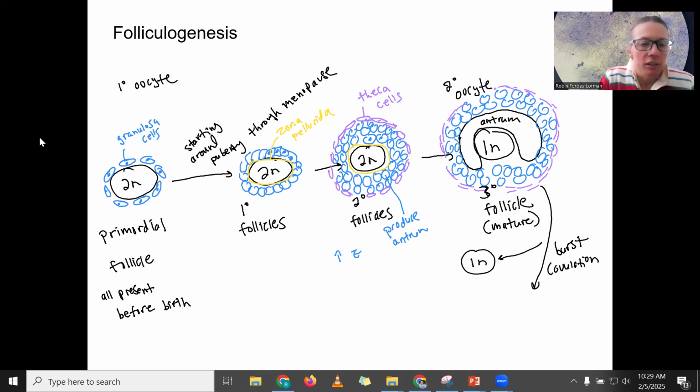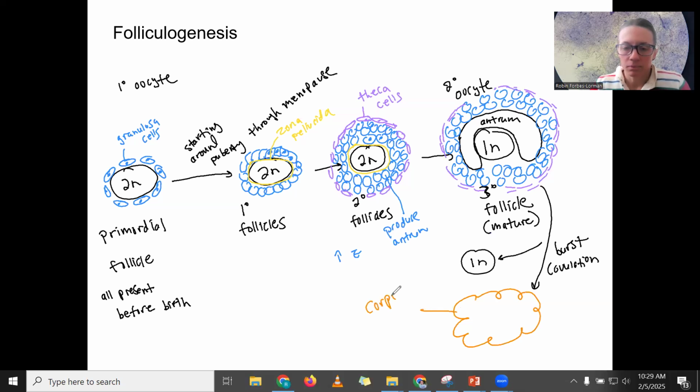And then the follicle is going to basically degrade and form what's called the corpus luteum. It still would have the remnants of those granulosa cells and theca cells. It's typically drawn like that. We'll come back to this as well. It's actually going to produce high progesterone. We'll see that in the next slide.